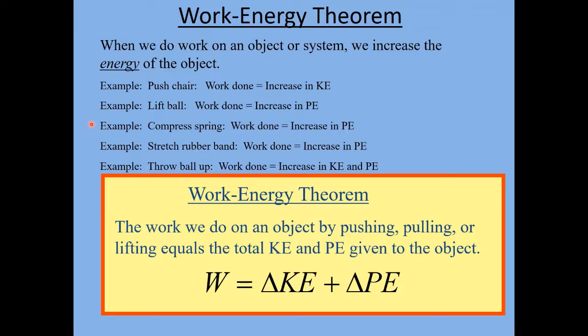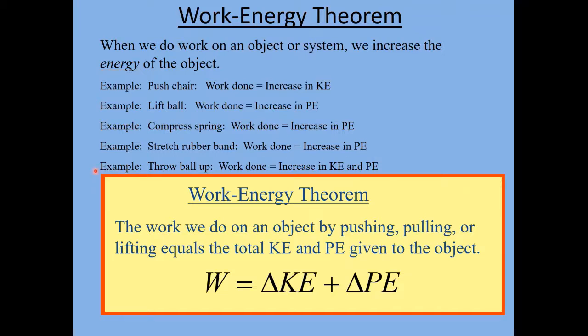Another example is when we compress a spring. This time, the work that we do increases the potential energy of the spring, and this is what's called elastic potential energy. So again, if we do 100 joules of work on the spring, we have stored 100 joules of work in the spring as elastic potential energy. Another example, if we stretch a rubber band, the work done here also increases the elastic potential energy. This time, it's stored in the stretched rubber band.